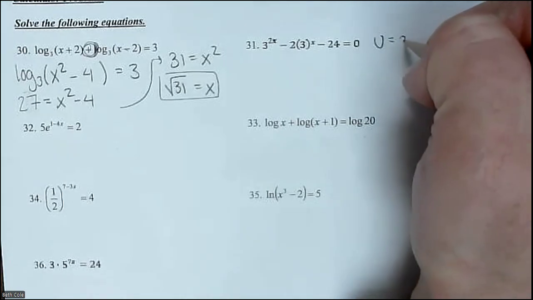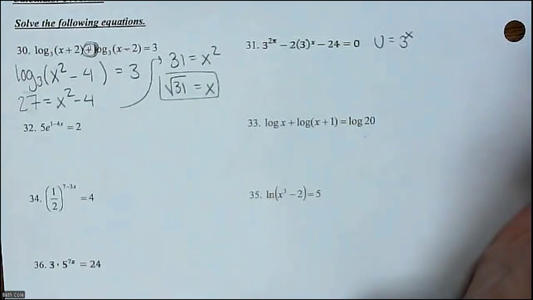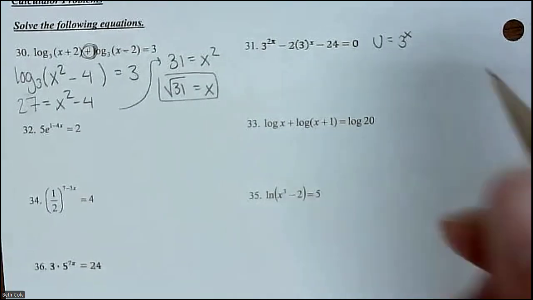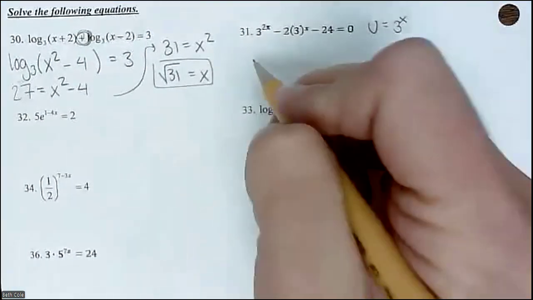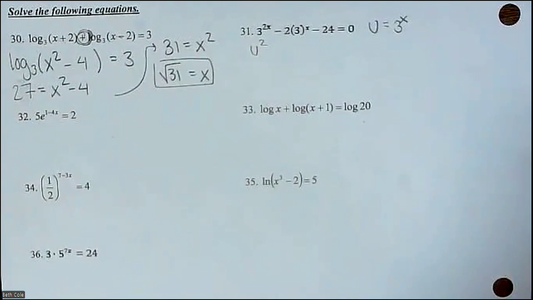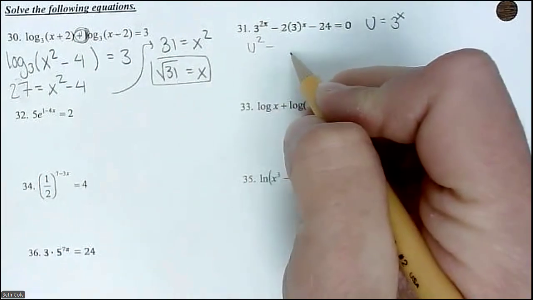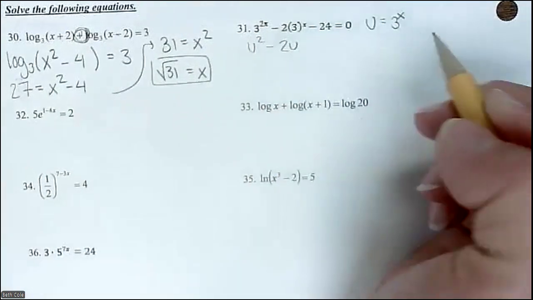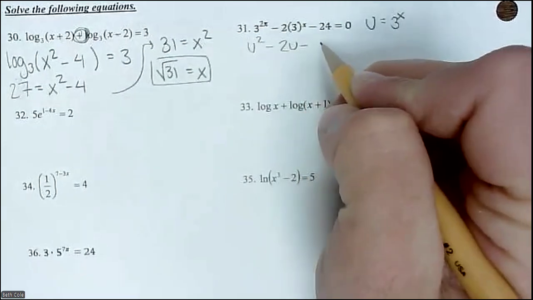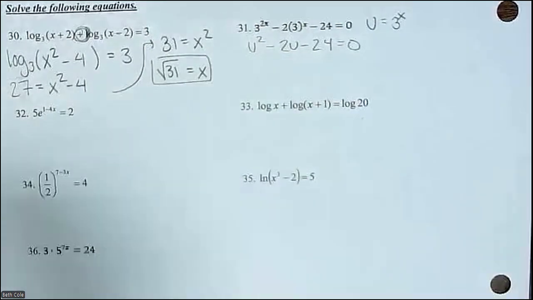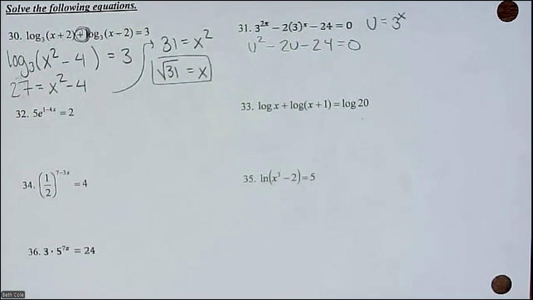So we're going to let u equal 3 to the x. So this first term is going to be u squared. Do you see why it's squared? There's a squared there, is all that is. Minus what? Yeah, well, just 2u minus 24 equals 0. And do you see how it looks better now? That's the point, is you take something that looks awful and you make it look a little bit better.